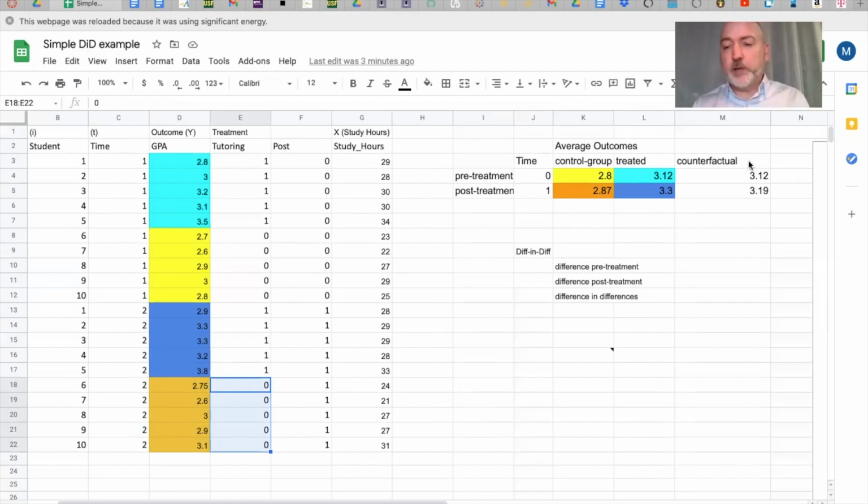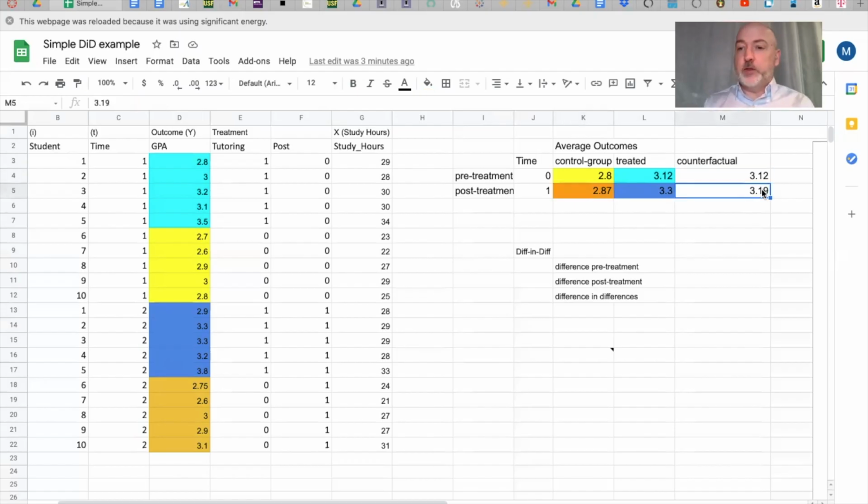But notice I've also pre-populated this counterfactual column. The idea again is, what if we started at the same point? This is for the treated group. So we're starting with that average GPA of 3.12, but instead of increasing all the way to what actually happened, 3.3, what if it increased by the same amount, the same slope over time, as our control group? Our control group increased their GPA from period 1 to period 2 from 2.8 to 2.87. So they add that 0.07.